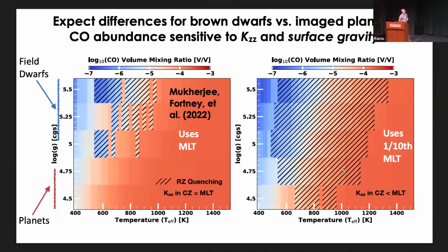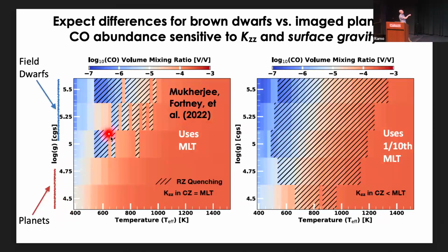Since we of course want to be talking about planets, I want to mention that this idea of a deep detached radiative zone seems, at least within models, to be a very strong function of surface gravity. Generally, directly imaged planets are going to have lower surface gravity than field brown dwarfs. So this is a plot of log of the surface gravity versus effective temperature. These are different choices for how to treat mixing. This uses mixing length theory. This uses a tenth of mixing length theory. We also, of course, don't really know how great that is. Field dwarfs are going to tend to have higher surface gravity. Planets are going to tend to have lower surface gravity.